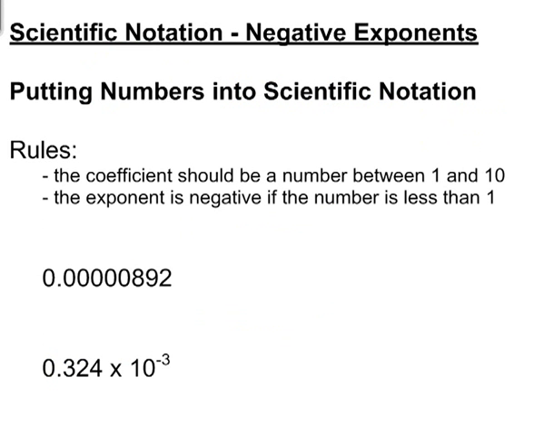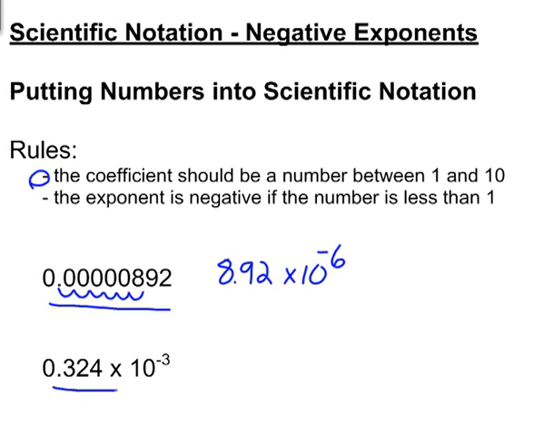When we put numbers into scientific notation, we need to make sure our coefficient is a number between 1 and 10. Our exponent is negative if our number is less than 1, which is what we're working with right now. This next number here, we are going to move our decimal place 1, 2, 3, 4, 5, 6 places. So our coefficient becomes 8.92 times 10, and we moved it 6 places, so our exponent is negative 6.